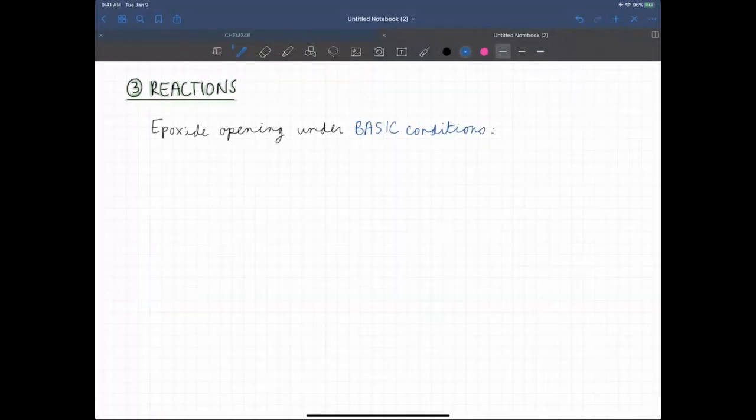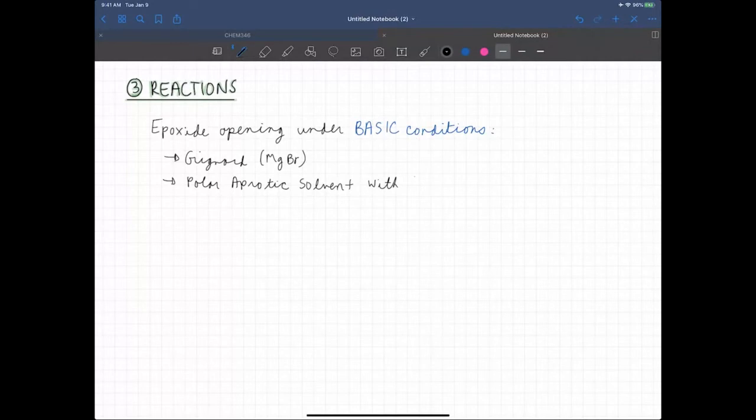Okay, if you're opening an epoxide with a Grignard under basic conditions, what dominates this reaction mechanism is sterics. For example, you can open it with Grignard reagents, or with any nucleophile in a polar aprotic solvent, such as NaR, KR, or, for example, sodium cyanide, which is one of them.